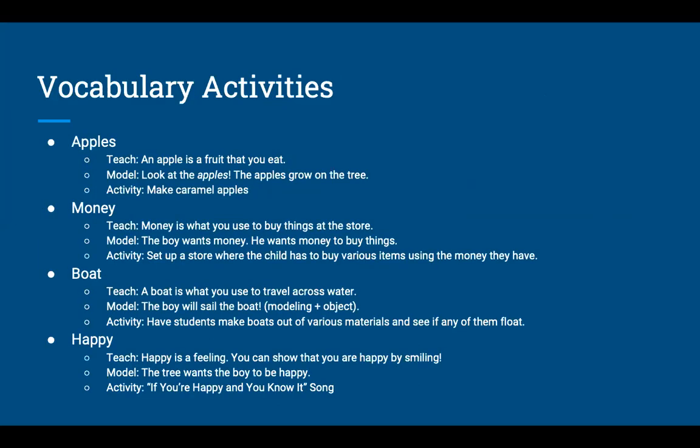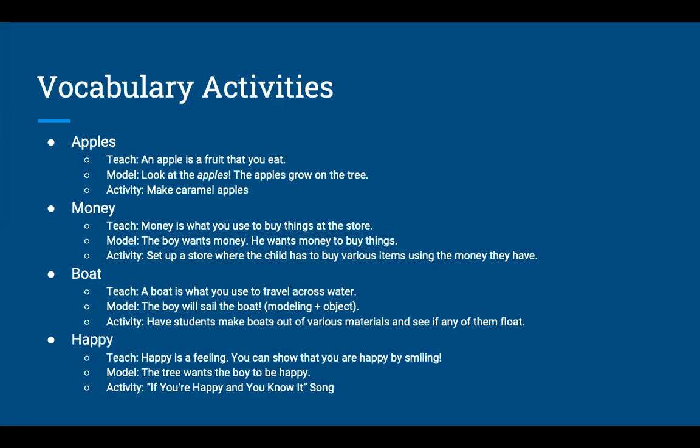So here are some vocabulary activities that we came up with for this book. We can talk about apples, money, boat, and happy. We'll start by teaching the vocabulary word, and I'll use boat as an example here. We'll teach that a boat is a vehicle and you use it to travel across water.